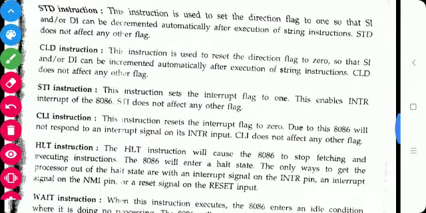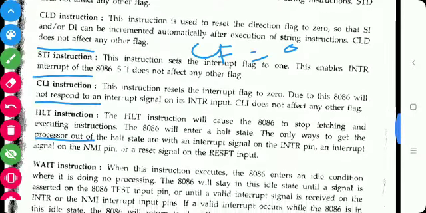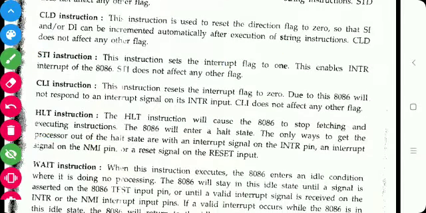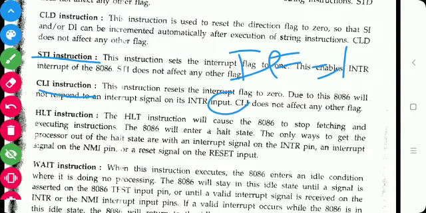Then STI set interrupt flag, which makes interrupt flag as 1. CLI clear interrupt flag means which makes interrupt flag 0. Okay, so these are the machine control instructions: STC, CLC, CMC, STD, CLD, STI and CLI, which are used to set and clear the flags.